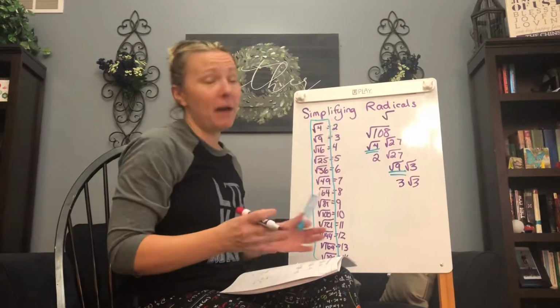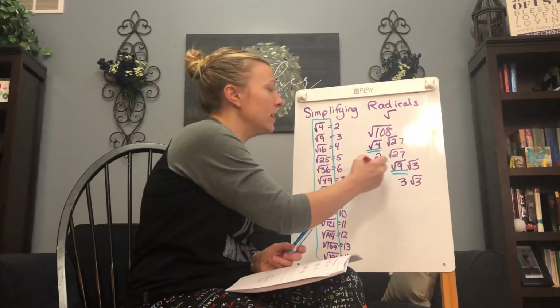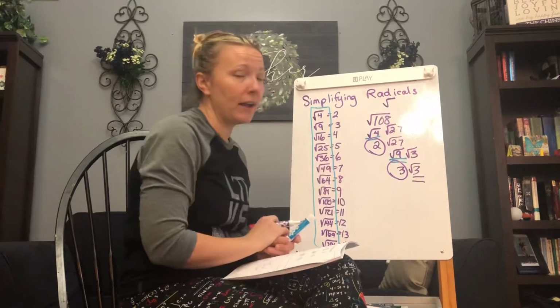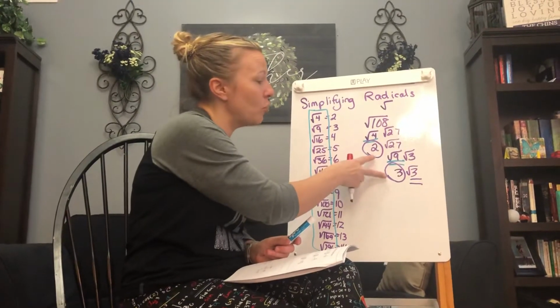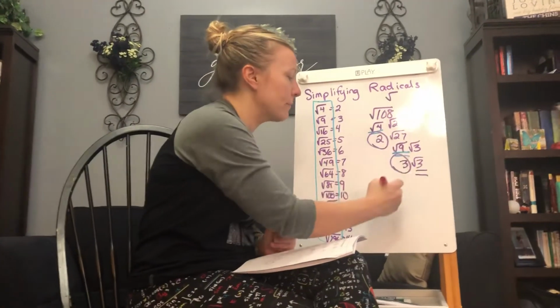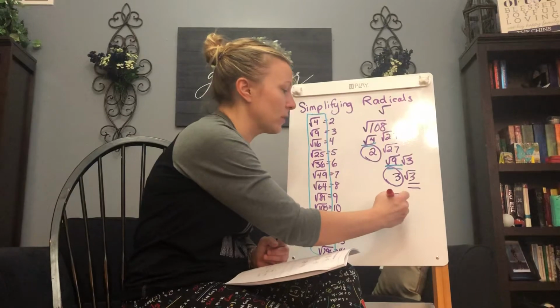So then you have this hot mess, and here's what you have to do. This number broke down, and this number broke down, and this number cannot simplify anymore. The ones that break down get multiplied back together. So 2 times 3 gives you 6 square root 3.